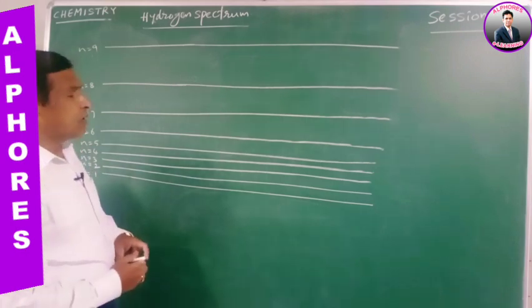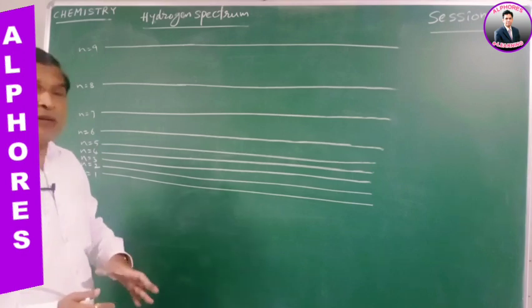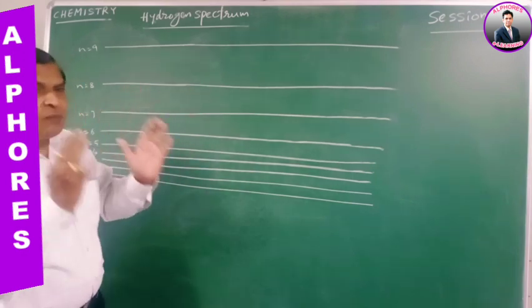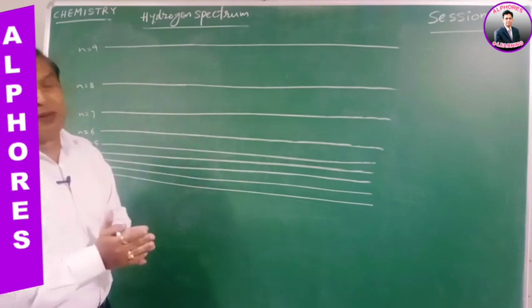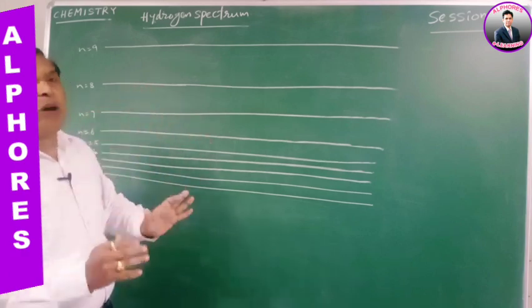According to our textbooks, the first series of spectral lines was observed by Balmer. He discovered a series of spectral lines in the visible region of the hydrogen atomic spectra. So the first series discovered in the visible region is by Balmer.